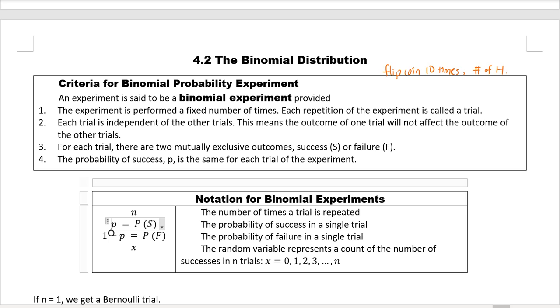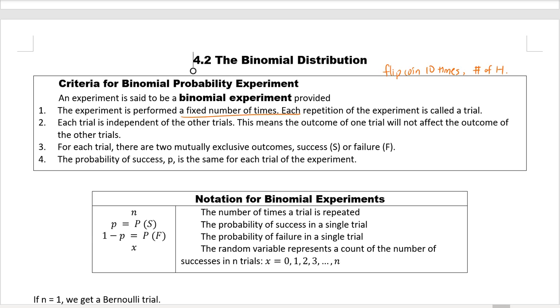First, the experiment is performed a fixed number of times. Each repetition of the experiment is called a trial. So, for example, if we flip the coin 10 times, then we have 10 trials. Okay, so before we start the experiment, we have a fixed number of trials. So for example here, we flip the coin 10 times, so that's why this fixed number is 10.